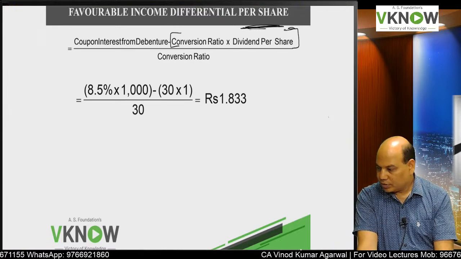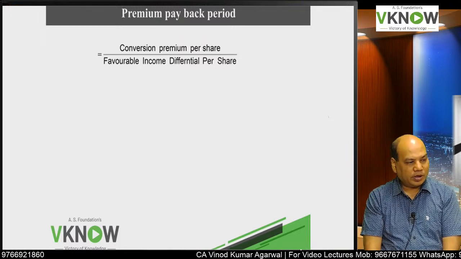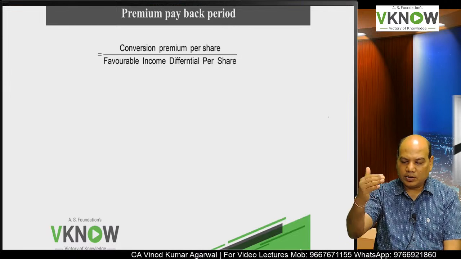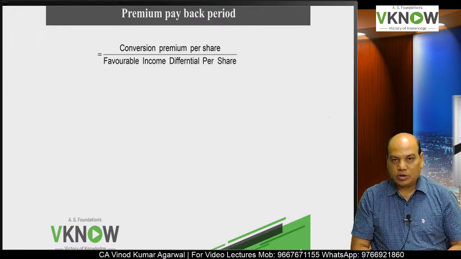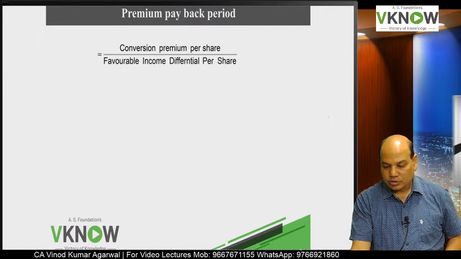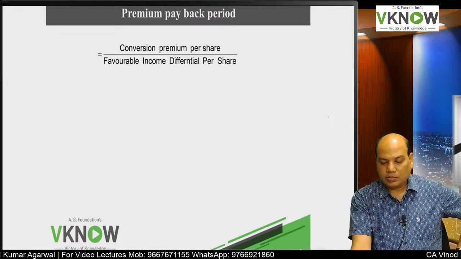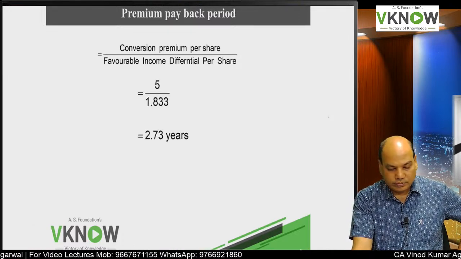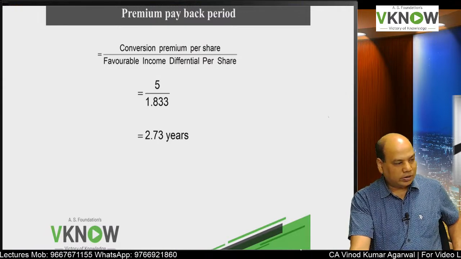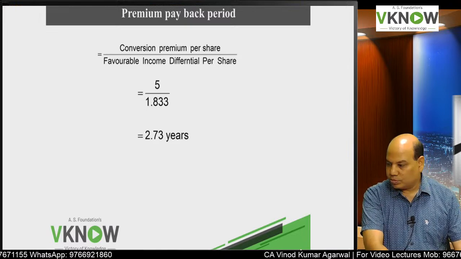And the last is, come on, last part of this answer, premium payback period. Premium payback period is equal to conversion premium per share, divided by favorable income differential per share. Both are in per share, otherwise you can take total also. Answer will be same. Conversion premium per share in third answer was 5 rupees. And favorable income differential per share in this answer is 1.833. Is the answer 2.73 years?